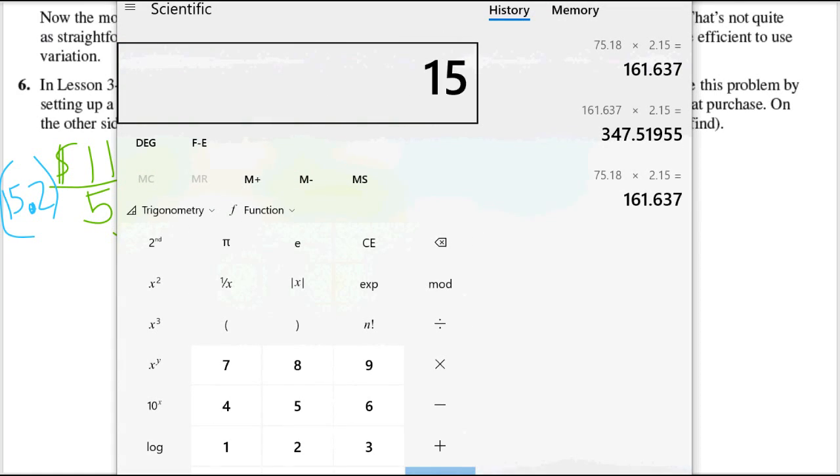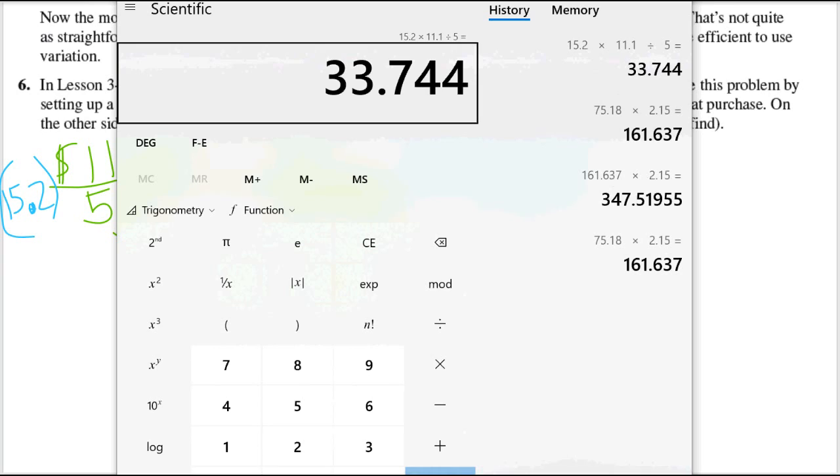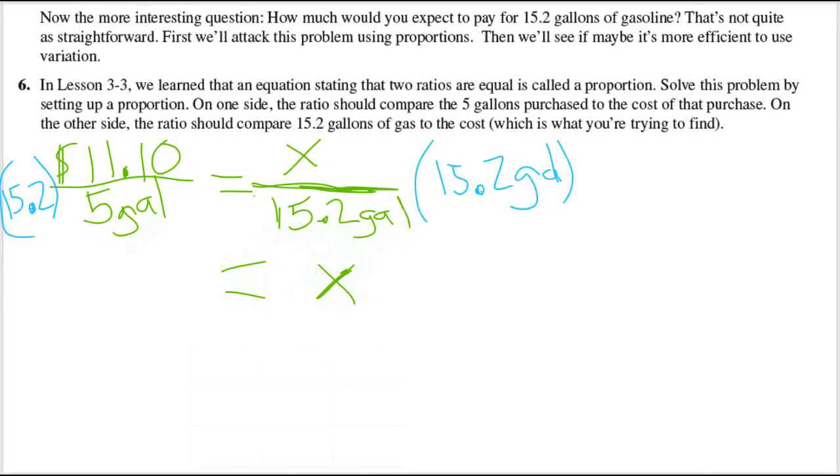Then I make that answer equal. So I have 15.2 times 11.10 divided by 5. And I get 33.74. I'm going to round it off to the hundredths because I know that dollars are broken up into hundredths.